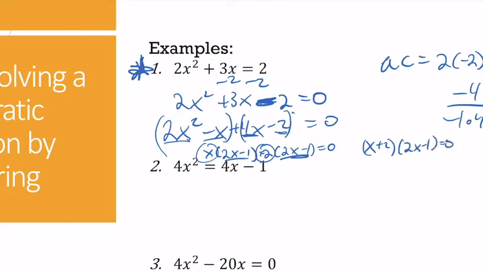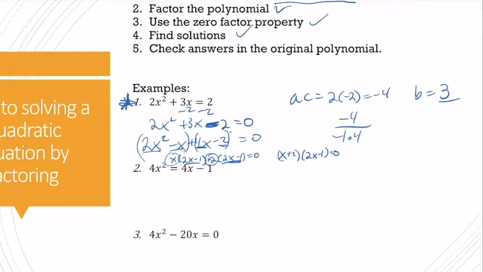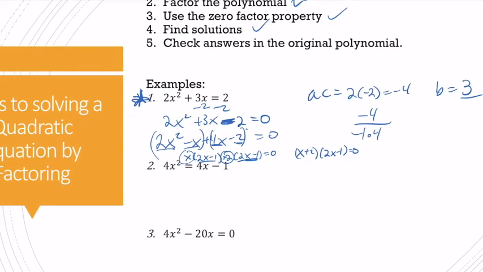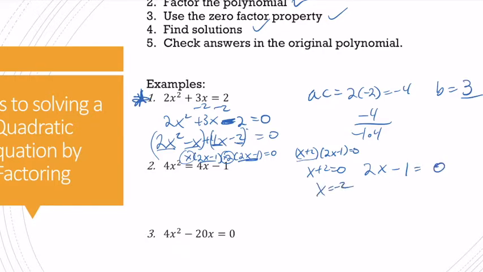Now I can use the zero factor property to solve. I have that x plus 2 equals 0, and 2x minus 1 equals 0. So I get that x equals -2, add 1 to both sides, and I get that 2x equals 1, so x equals 1/2. These are my 2 x-intercepts for this quadratic function.